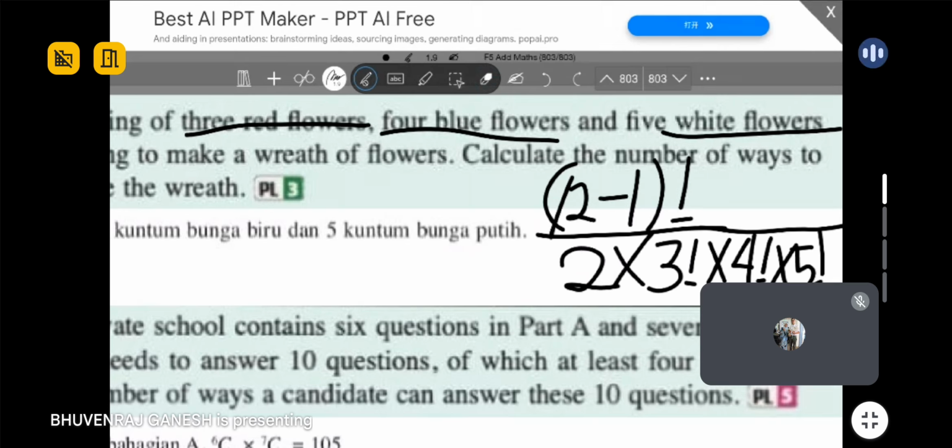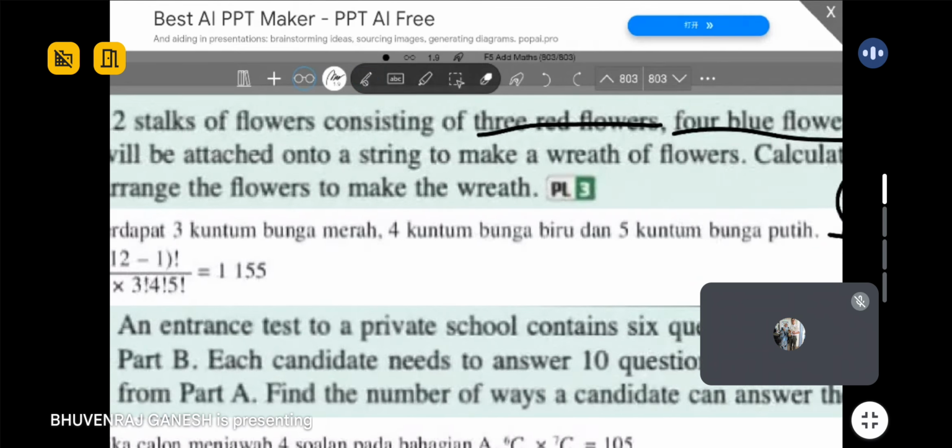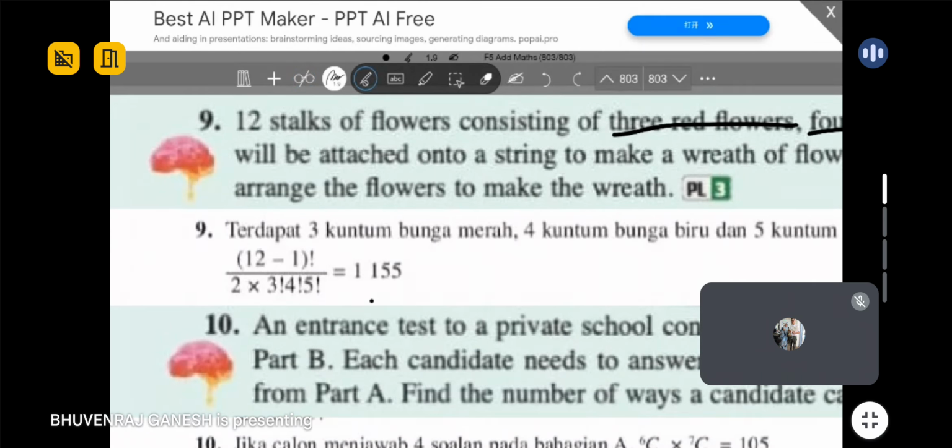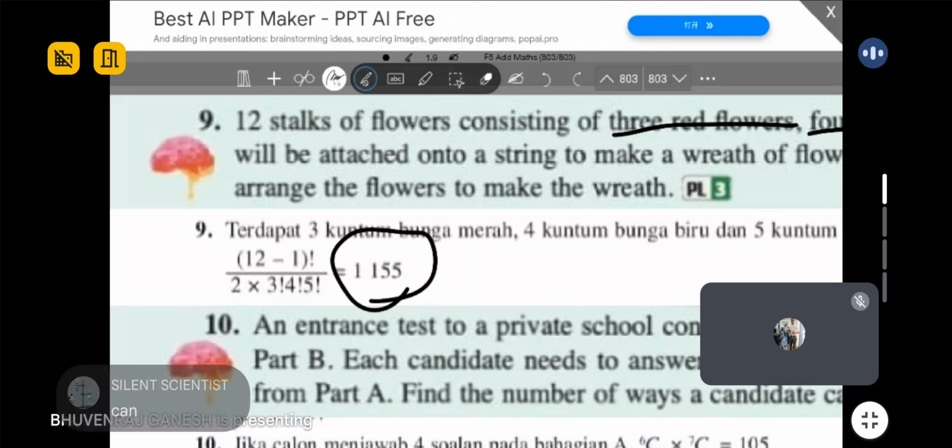Okay, boleh dapat, guys? So this is your final answer for this question. So you should get answer of 1155. Can, guys? Everyone here? Boleh dapat? Kalau boleh, cuba komen. We have ended the permutation already. Bahagian pilih atau we done already.